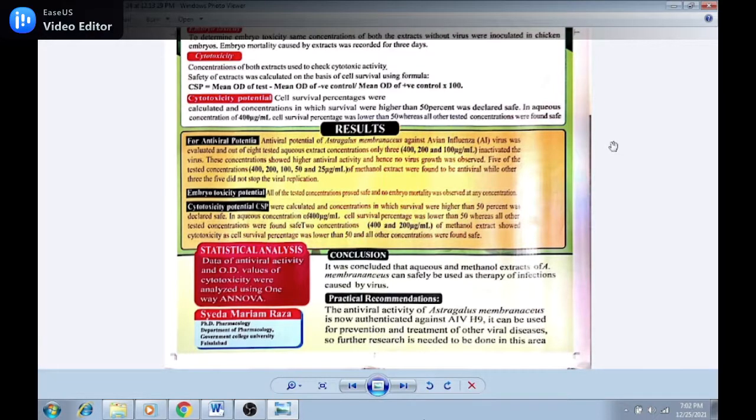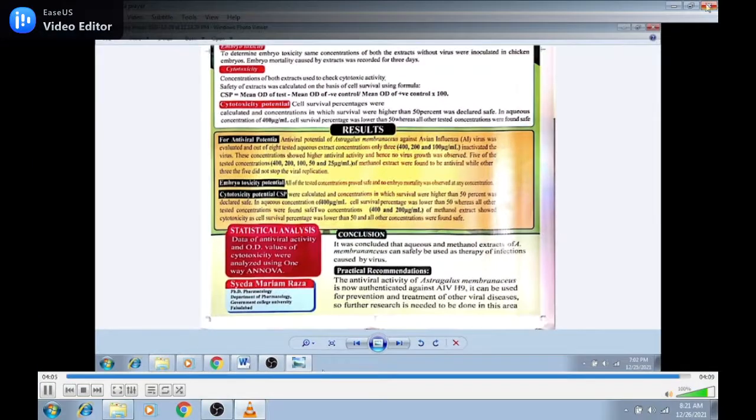So I concluded that aqueous and methanolic extracts of Astragalus membranaceus can safely be used as a therapy of infections caused by avian influenza virus in poultry. However, further studies are required to investigate the actual active ingredients of Astragalus membranaceus having antiviral activity. So that's my study. Thank you, sir.